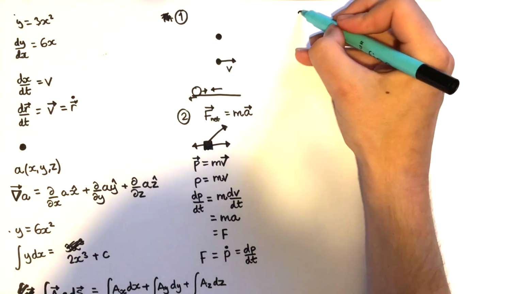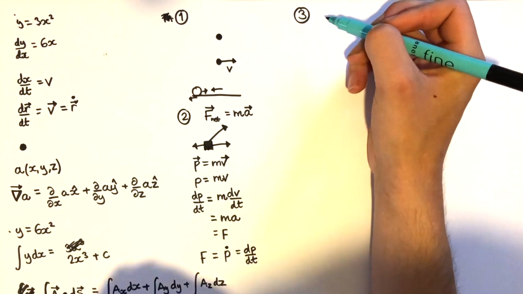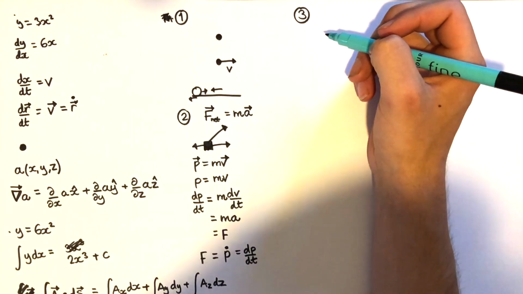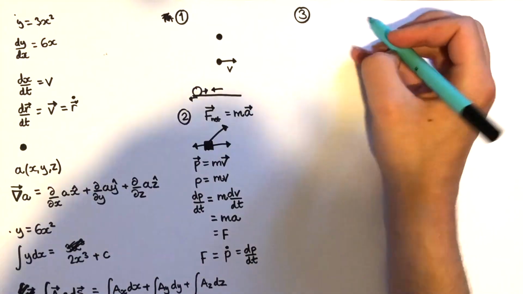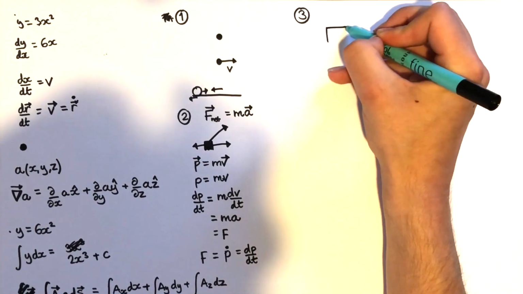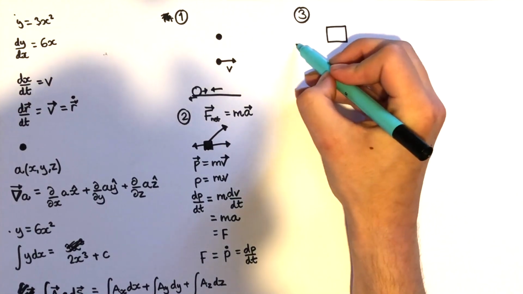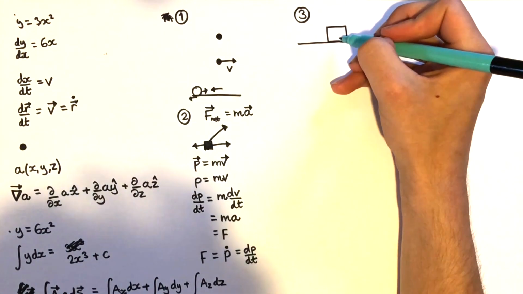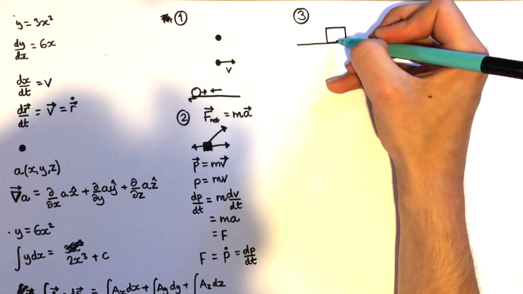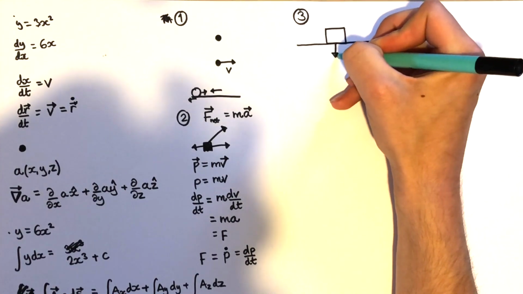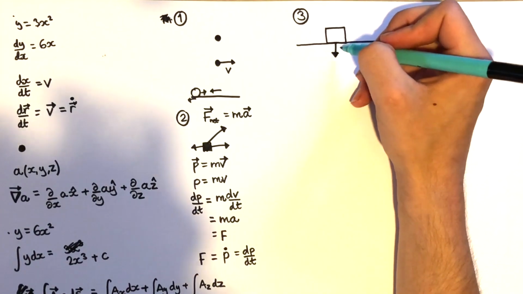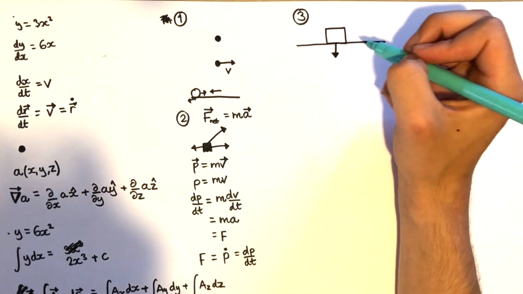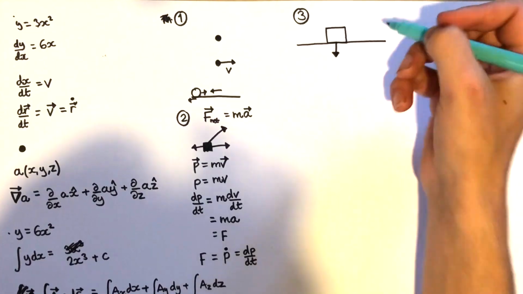And finally, Newton's third law basically says that every action has an equal and opposite reaction. And so what does that mean exactly? Well, say we have a block that's resting on a table right around here. This block is going to exert a force on this table right here. And that force is, of course, due to gravity. The block has a mass and therefore it has a force due to gravity.